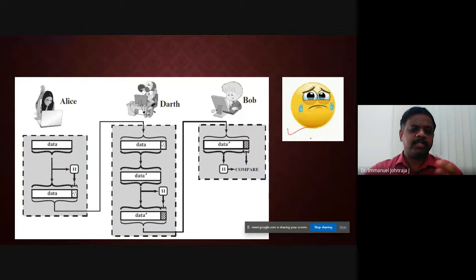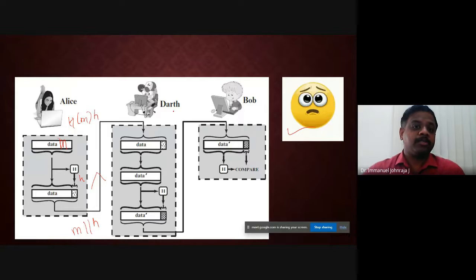So this is what exactly I have just spoken about in the previous slide. You have the original message M, that is called data. You have H of M, which creates your hash value. That is the outcome here. So H and M are appended. That is what is going across.